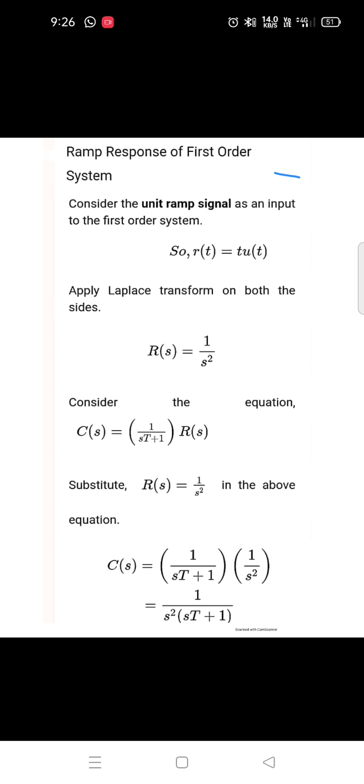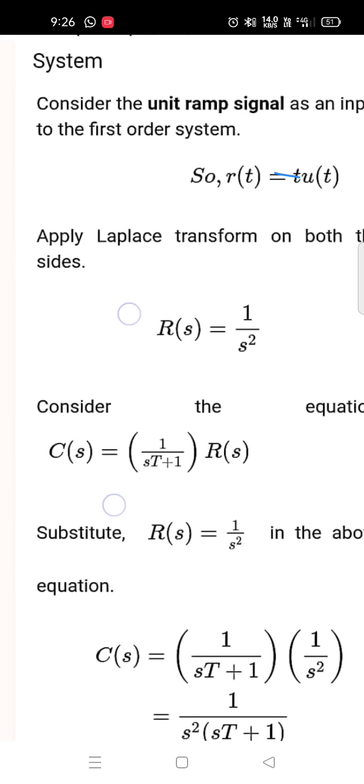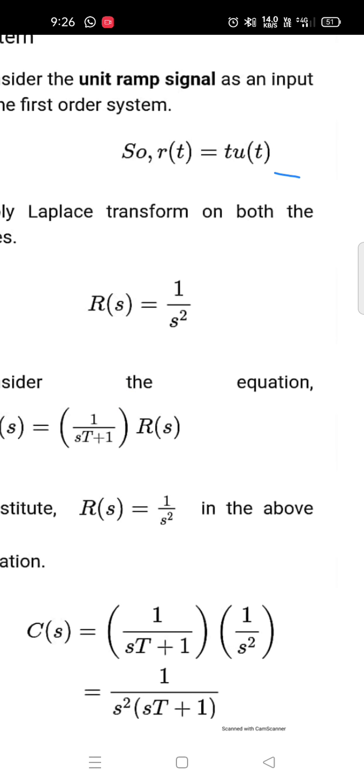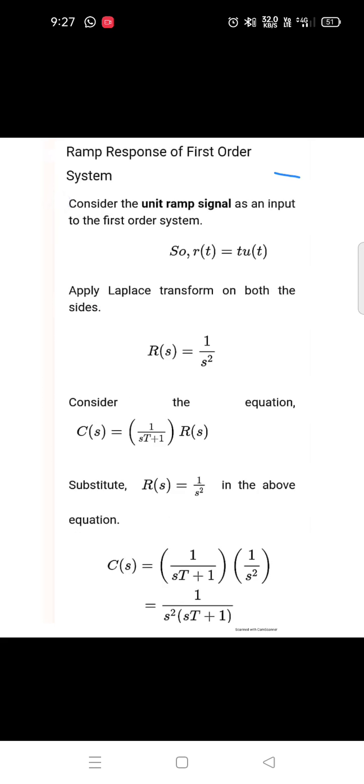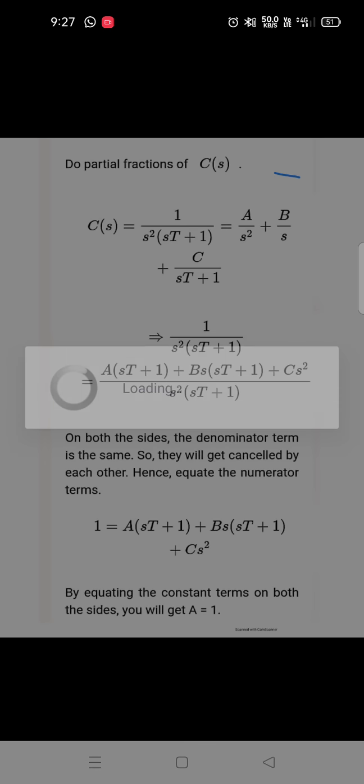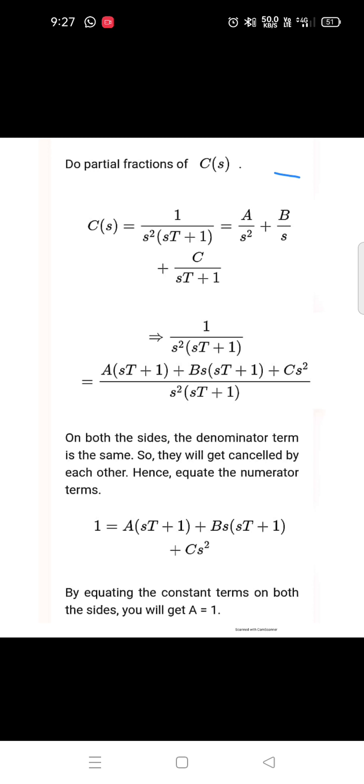Now putting this R of s value and substituting in C of s, it will become 1 upon s square into sT plus 1. Again by taking partial fractions, now we have the power of order here is 2. So there will be 3 partial fractions: constant A for s square, B for s and C term for sT plus 1.